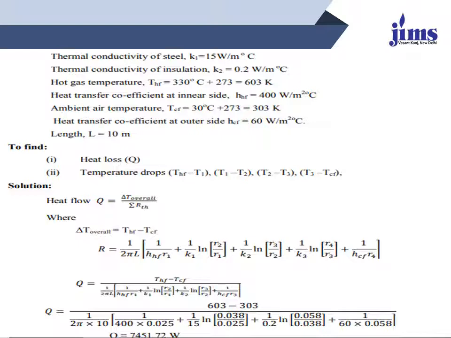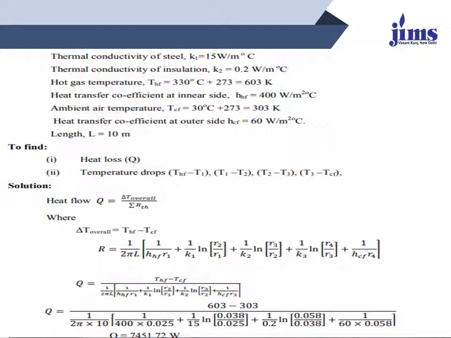The ambient air temperature, this is TCF, is 30 plus 273 and is equal to 303 Kelvin. And the last value is the heat transfer coefficient of the outer side surface, which is 60 watt per meter square degree centigrade. So in this problem we have to find out, number one, heat loss, and the temperature drop between the surfaces. This is THF minus T1, T1 minus T2, T2 minus T3 and T3 minus TCF.